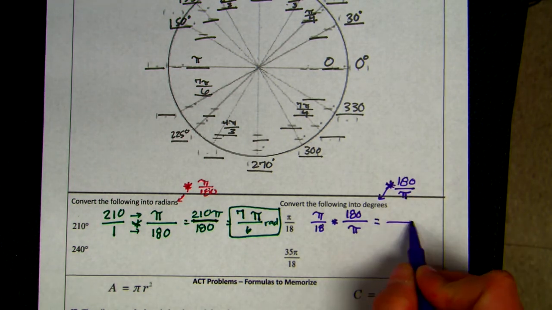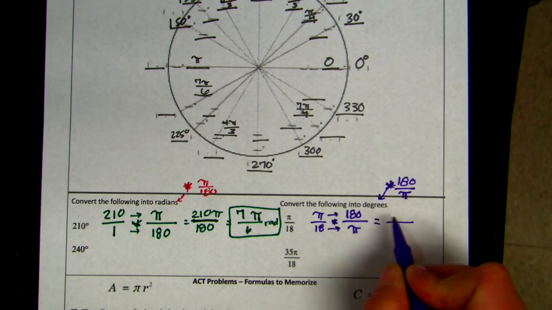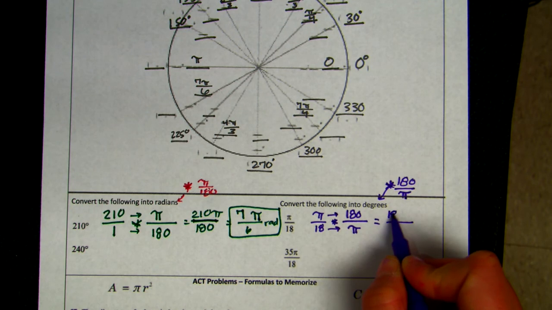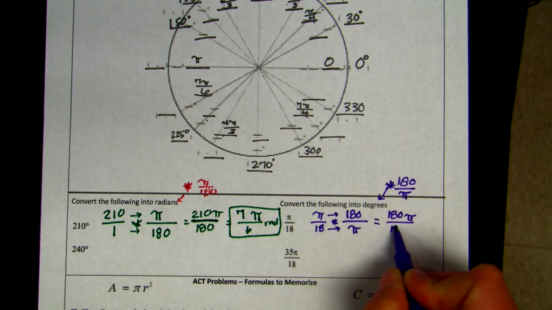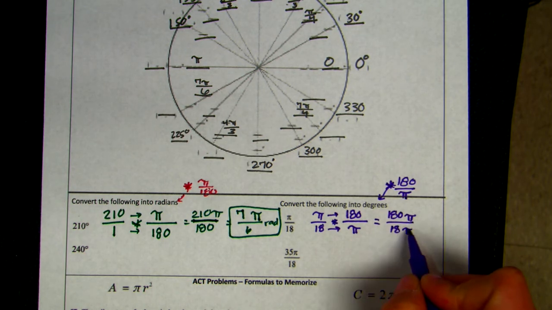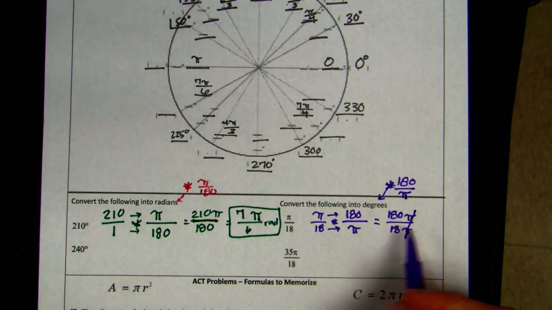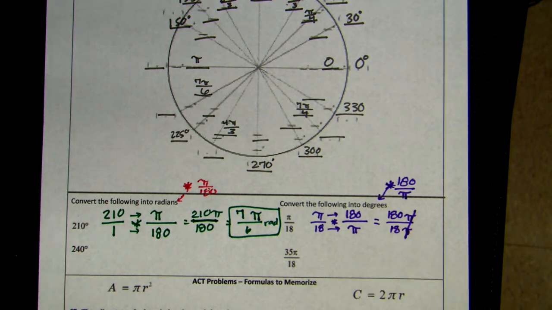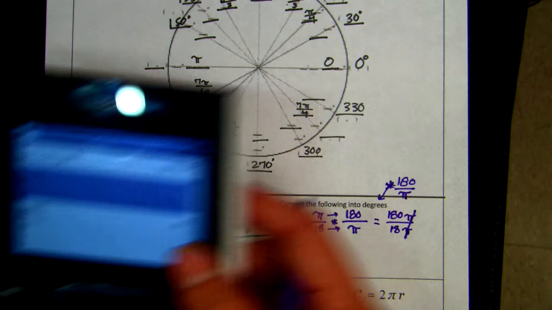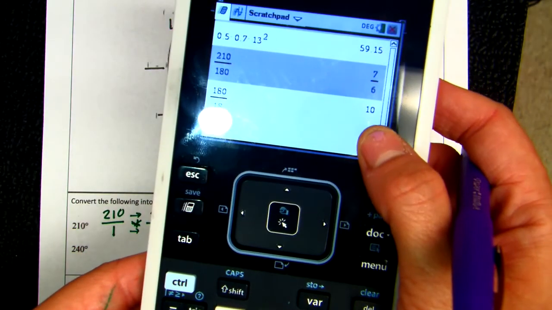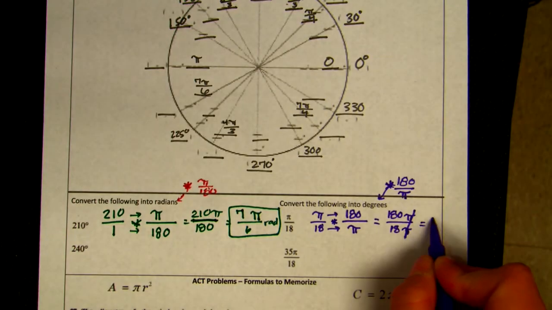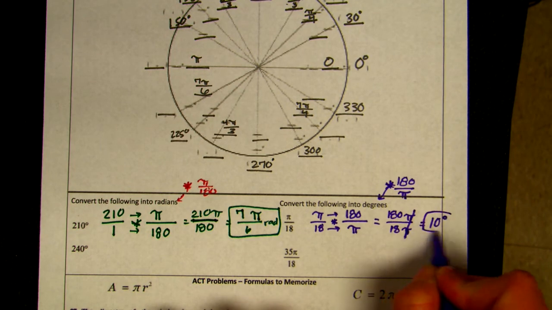Again, when I multiply fractions, I multiply straight across. So this is going to be 180 pi over 18 pi. I've got pi on top and pi on the bottom, so the pi's cancel out. This fraction bar means division, so I do 180 over 18. That reduces down to 10, so I know that this is equal to 10 degrees.